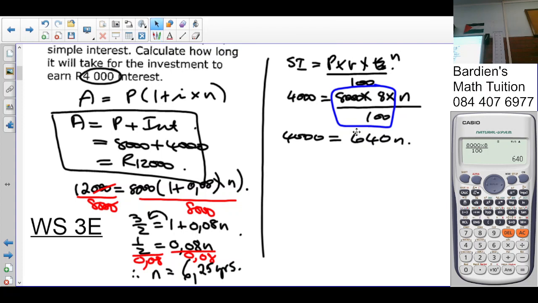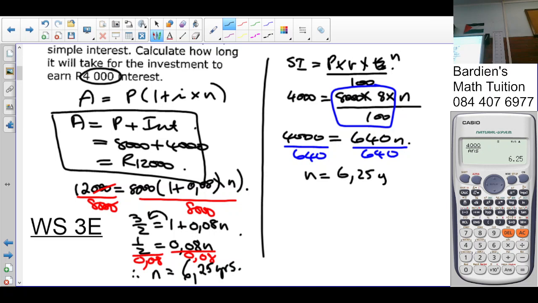So how do I get N on its own? We divide both sides by 640. So N is equal to 4,000. 640 gives you 6.2. Can you see it's much easier? If you had noted the information you got, you would have gotten exactly the same amount of marks for the sum. Okay? And it will take you so much quicker to get the answer.